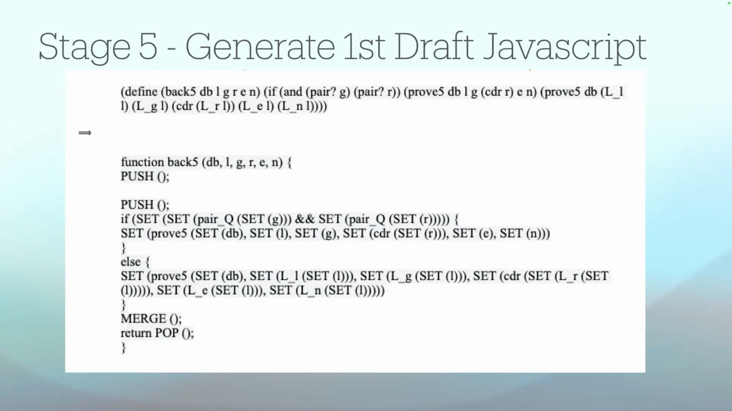This is an example of the first pass of generated JavaScript code. The line of Scheme at the top is transpiled into the ugly but legal JavaScript at the bottom. Calls to functions push, set, merge, and pop have been added to maintain Scheme's expression semantics in the generated JavaScript code.